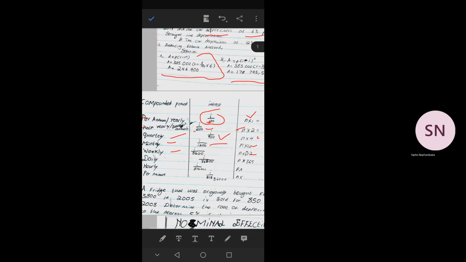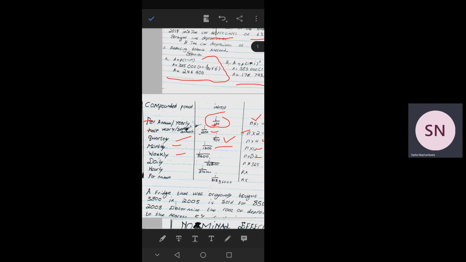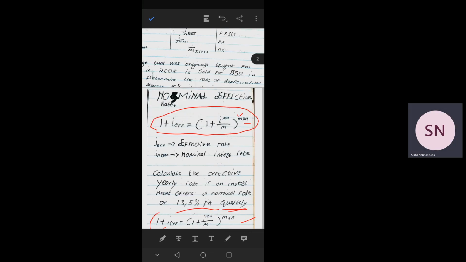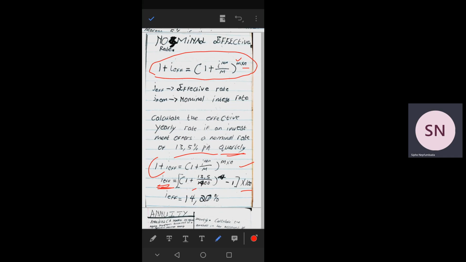Since it is quarterly, we divide by 400 and multiply by 4. Per annum means per year, so it is 1 year. Then we minus 1 and multiply by 100, because it is an effective rate. Then press it on the calculator.